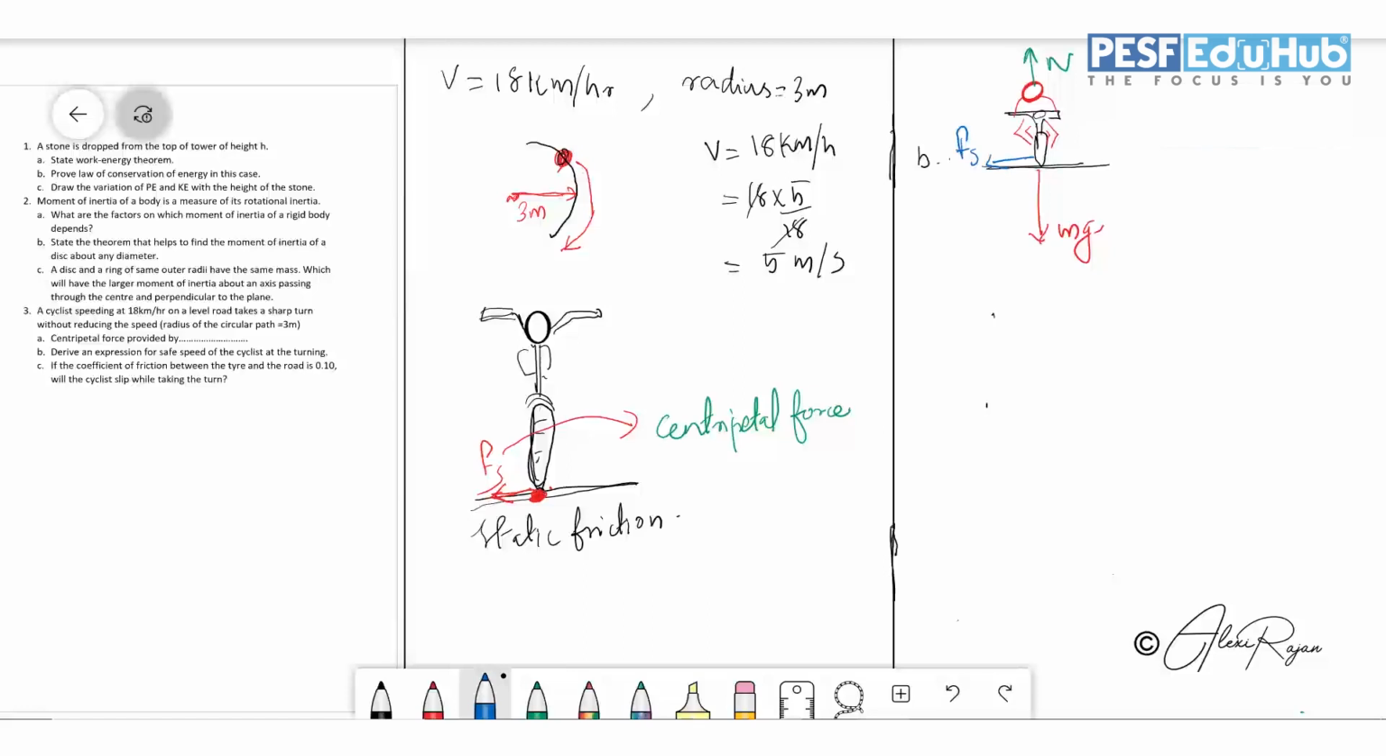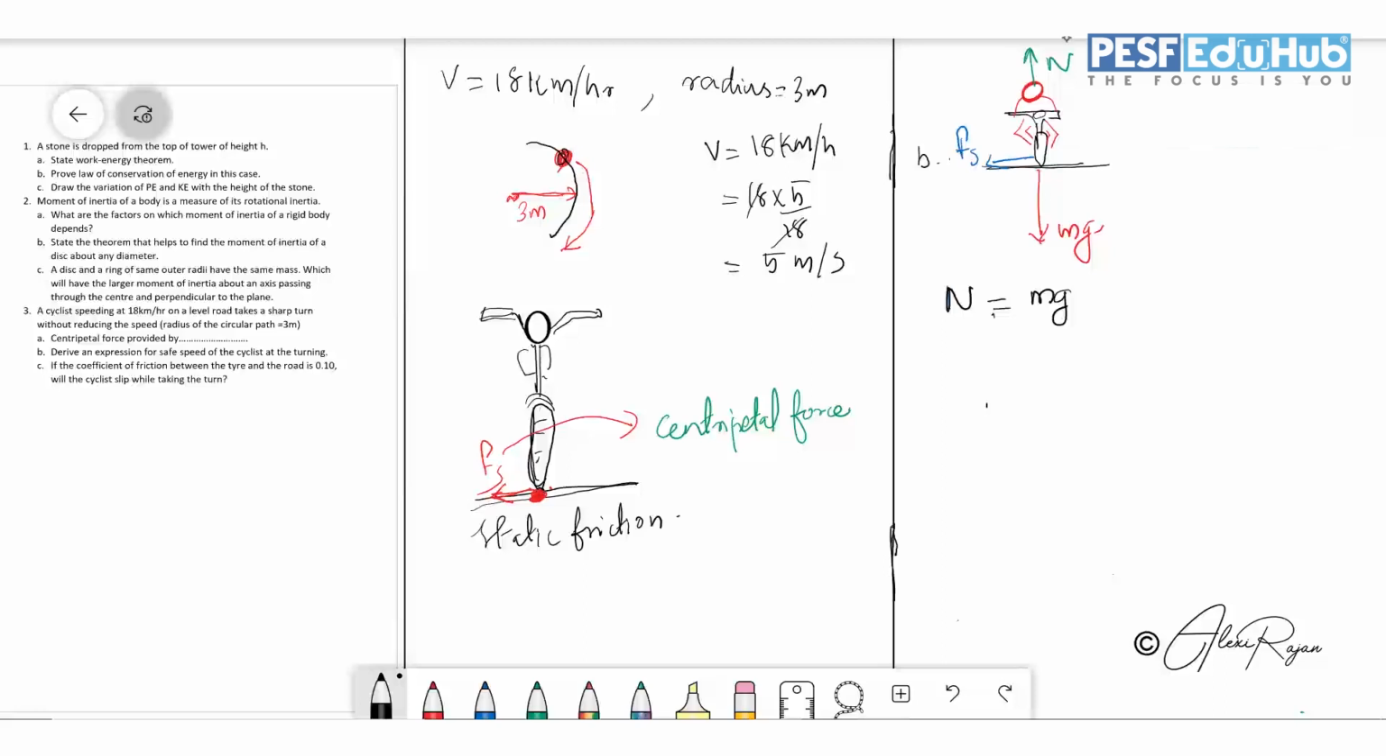Now from the diagram itself, your normal reaction will be equal to what? It will be equal to your mg. That means both will be the same, right? Because it's a straight, level road, there is no need of taking components. You know that both are opposite, so they balance each other. N is equal to mg.